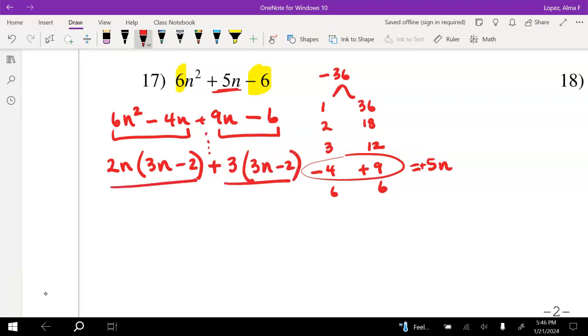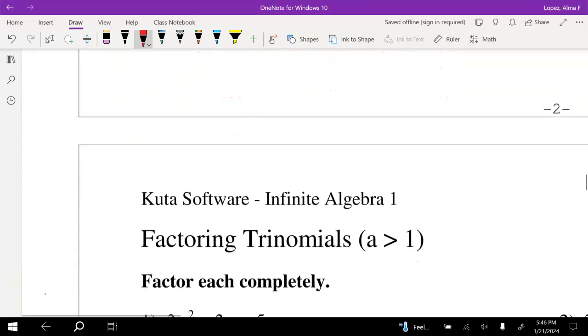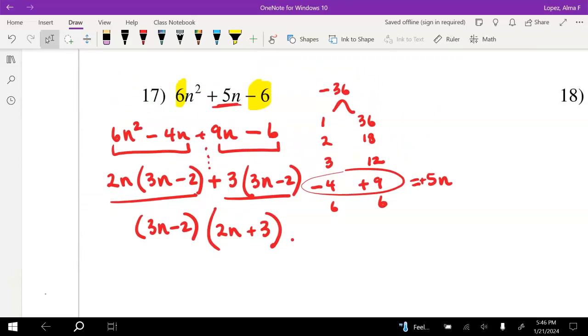Now we're down to two pieces. These two pieces have a 3n minus 2 in common. So open up your leftover parentheses. When I factor the 3n minus 2 out of the first term, it's going to leave behind a 2n. When I factor the 3n minus 2 out of the second term, it's going to leave behind a plus 3. And we're finished. All right, that was factoring type 2 trinomials, part 3.